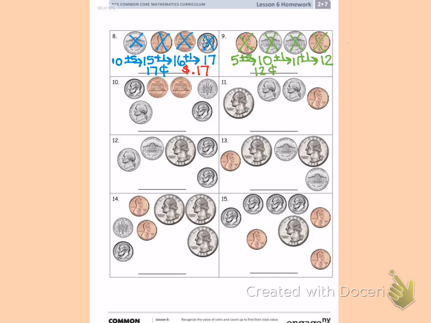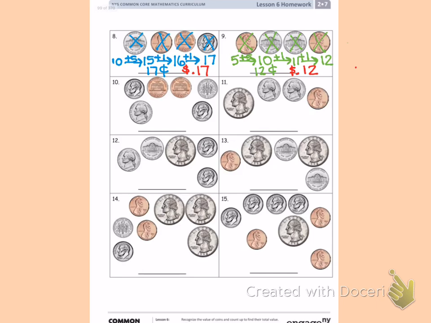If I wanted to write it with a dollar sign instead of a cent sign, I would write it like this: a dollar sign, a decimal, a 1 and a 2. Now let's go ahead and do item 10 together. Item 10. This time there are more coins.